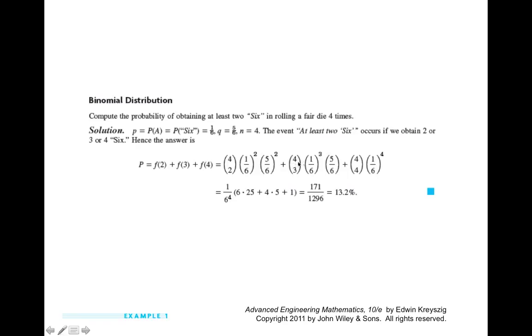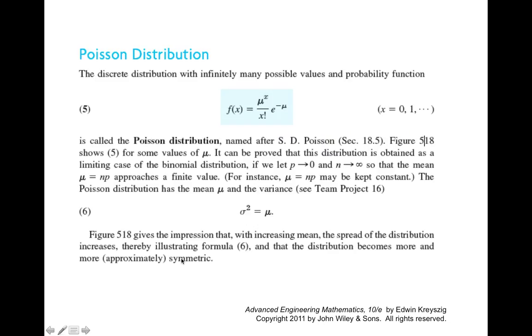If we assume we get 3 sixes, we have 4 trials, 6 occurs 3 times. We would then have 1/6 to the power 3, and we would have 5/6, which is the complement of 1/6, to the power 1, and so on. With the last case, this 5/6 goes to the power 0. So that then gives you an overall probability of 13.2%. So that's the binomial distribution.